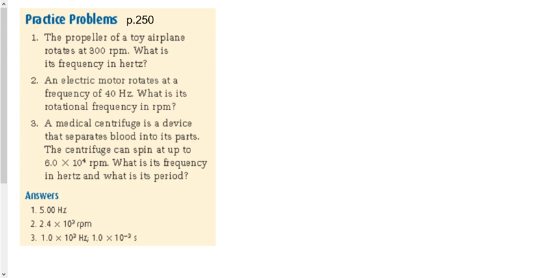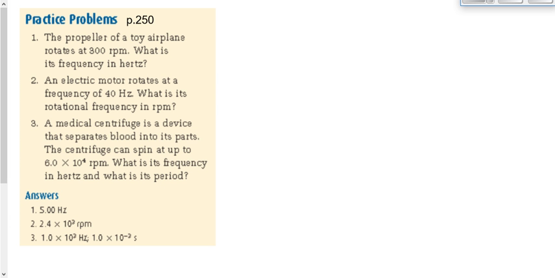Okay, let's take a look at those three questions, please, on page 250. All right, number 3 says a medical centrifuge is a device that separates blood into its parts. The centrifuge can spin up to 6.0 times 10 to the 4 RPM. What does RPM stand for again? Yeah, it would actually in this context be rotations per minute as opposed to revolutions per minute, but it doesn't really matter if you call it revolutions per minute. What's its frequency in hertz and what's its period?